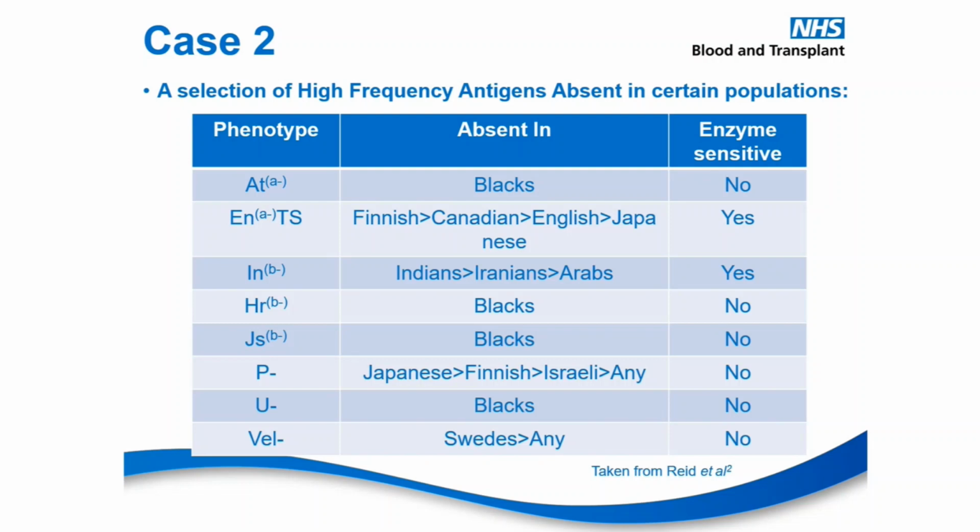It's all information about how ethnicity, when combined with everything else, can help narrow down a potential list of high frequency antigens and antibodies to help you work out what the antibody might be. And also, some are enzyme sensitive, some are not enzyme sensitive. So again, it's about putting all the pieces of the puzzle together to try and work out what you might be looking at.